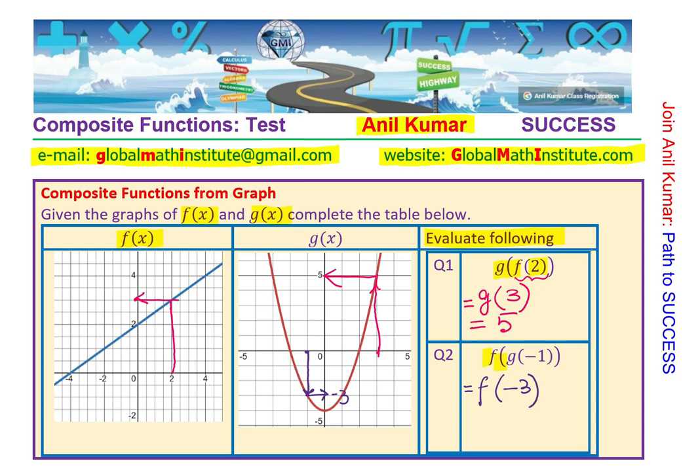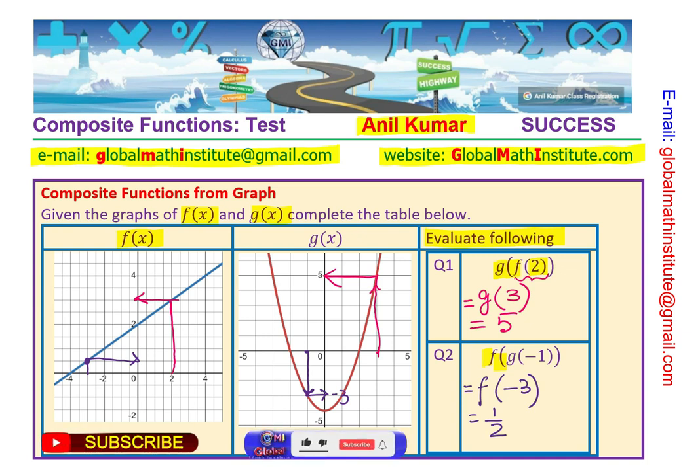Now, moving on to the first function, which is the linear function f of x, we need to find what is f of minus 3. So minus 3 is the value here, which gives you the value right there. As you can see, each division is 0.5, and therefore this is equal to half. So that is how we evaluate a composite function. The inside function should be calculated first and then the outside, as shown in this particular example.